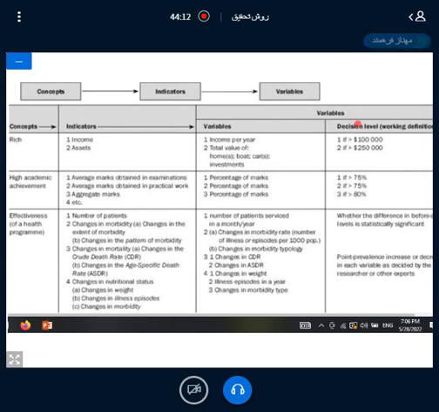And here you can see decision level, working definition. For example, bond.